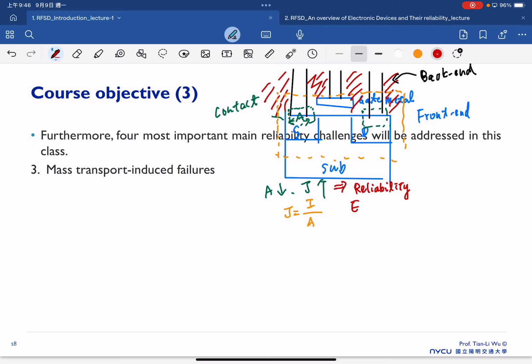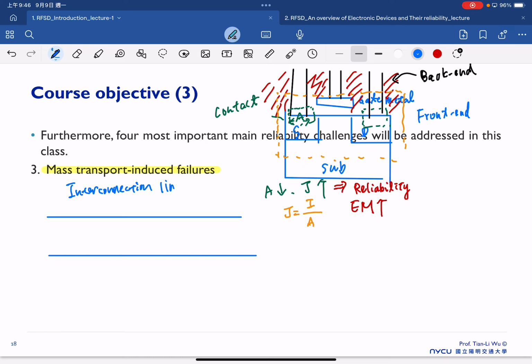Which is related to what we call the EM. We will talk about it later. That's what we call electron migration. And this is related to the mass transport induced failure. And why we call this mass transport induced failure is because imagine you just consider a piece of the interconnection line here. So this is the piece of the interconnection line. And most of the time we use copper as an example.